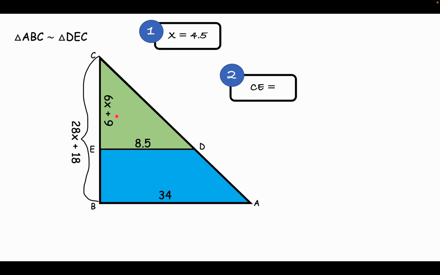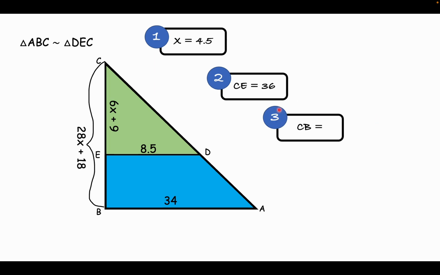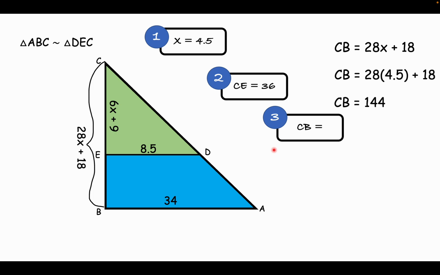Now we want to find the length of CE. Reminder, CE was 6x plus 9. If we know that x is 4.5, we can plug it in. And when we plug it in, 6 times 4.5 plus 9 will give us 36. So CE equals 36. Now we need question 3. Let's solve for CB. Well, CB was 28x plus 18, so we follow the same process, and we'd find that CB is 144.